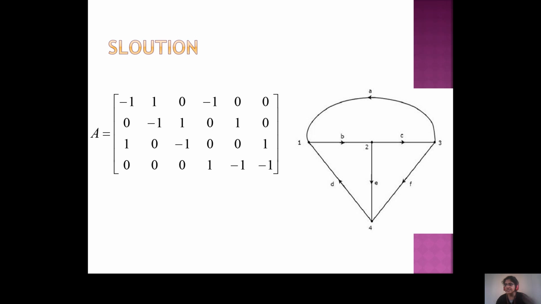This is the incidence matrix, the complete incidence matrix. If I eliminate the last row, then it is called the reduced incidence matrix. In some problems, they give the matrix and you have to write it in the form of the graph. If they give the reduced matrix, that means they have eliminated the last row. At that time you have to convert it into the complete incidence matrix and then draw the graph.